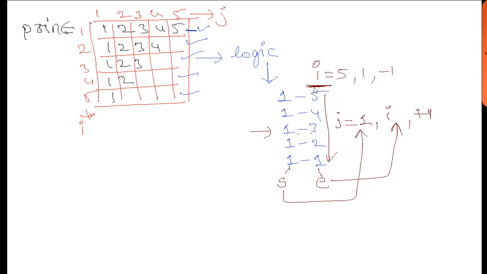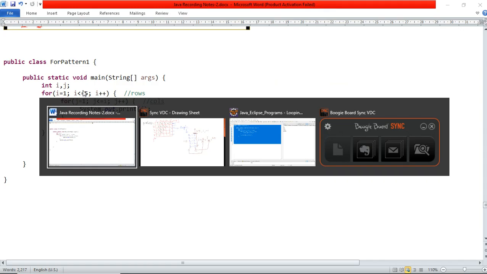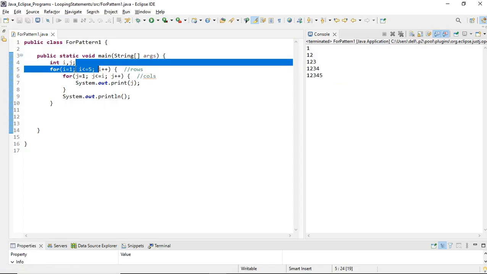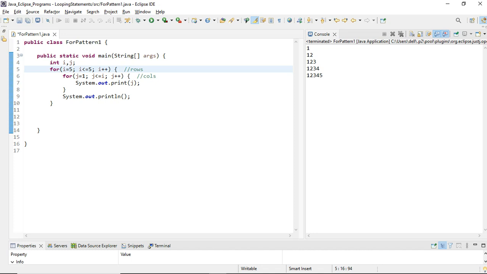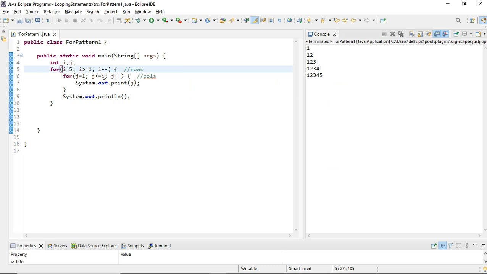Now we convert this into a program. Let us write the program. I is equal to 5 to 1, minus 1. So I is equal to 5, I is greater than or equal to 1, then I minus minus. Completed the first one. Now what is J? 1 to I plus 1. That's it. We are printing J. Now I run the program.